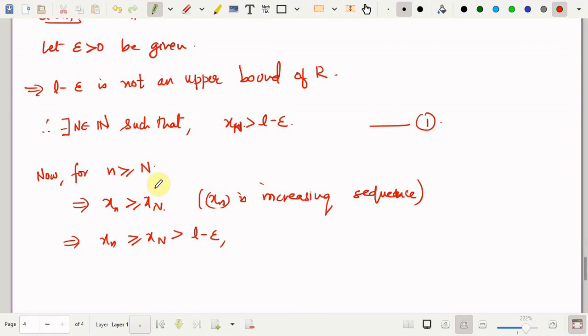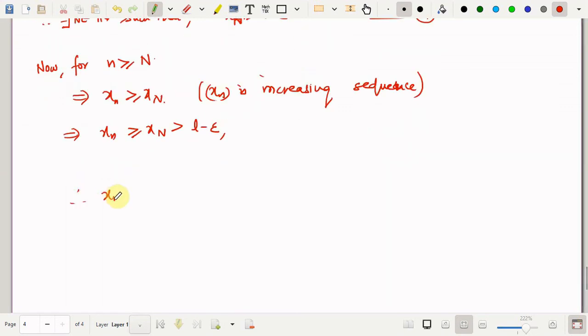So after this capital N onward, all xn will be strictly greater than L minus epsilon. By the way, I am constructing this to show that xn lies in the interval L minus epsilon comma L plus epsilon for all n greater than or equal to some natural number. So in fact, this is that required natural number that would work. So we have shown that therefore xn is strictly greater than L minus epsilon for all n greater than or equal to capital N. So the only thing we need to show is that xn is less than L plus epsilon.